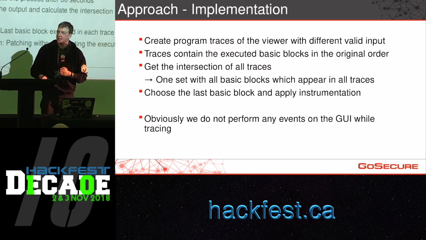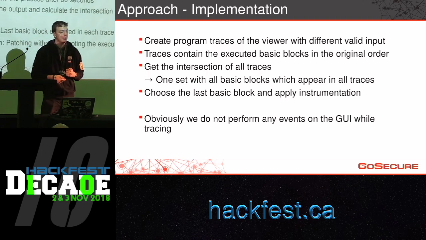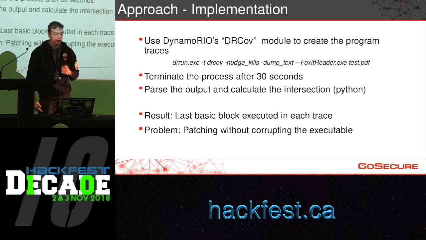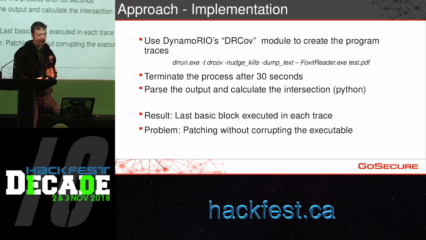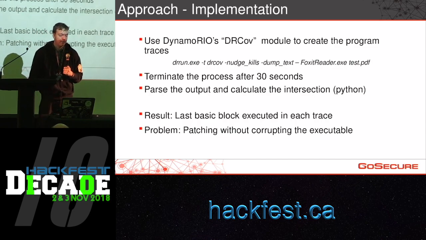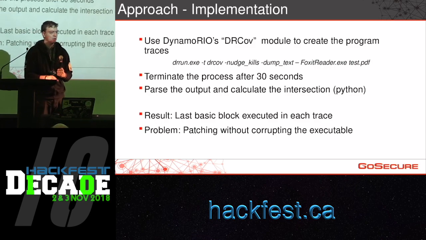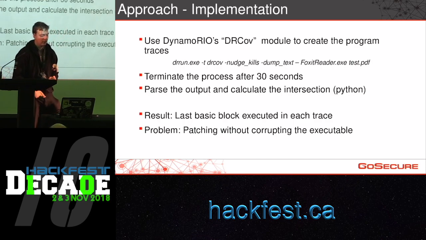As an implementation, I used Dynamic Binary, as you've seen earlier, and I assumed that the PDF viewer would be done parsing after 30 seconds. I think it should be done after 30 seconds. And then I parsed the output that we've seen earlier and calculated the intersection with Python, which is not actually worth mentioning here. And then finally, I have a result, which is the last basic block executed in each trace. So now I want to patch this basic block in a way that it force quits the program itself.